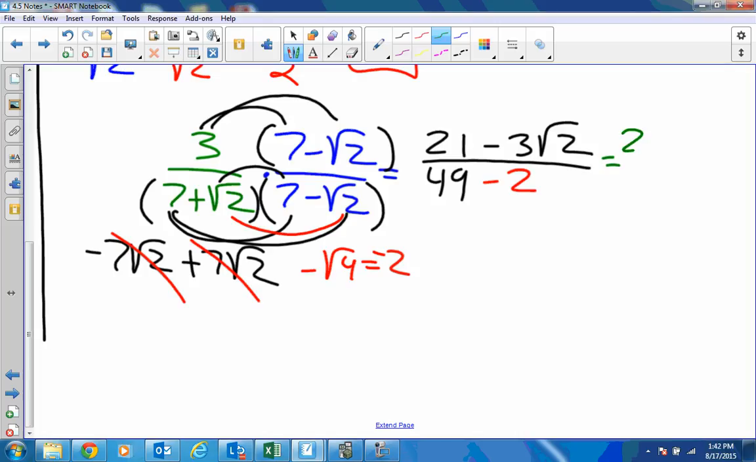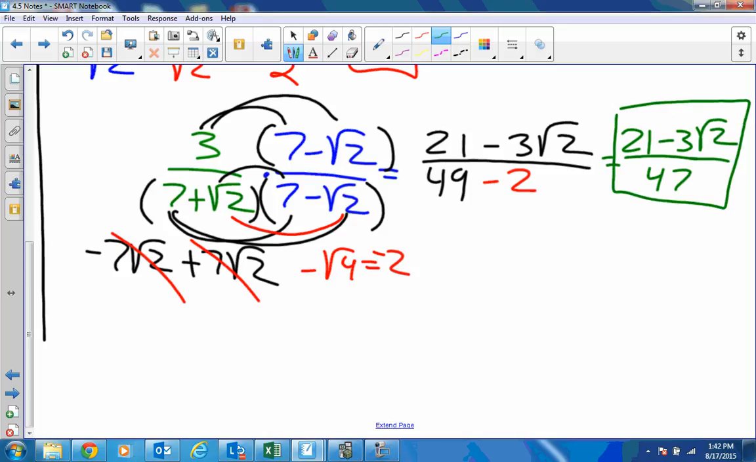So we have 21 minus 3 radical 2 over 49 minus 2, which is 47. You can just leave it like that, or you can separate it. Either way, it's fine.